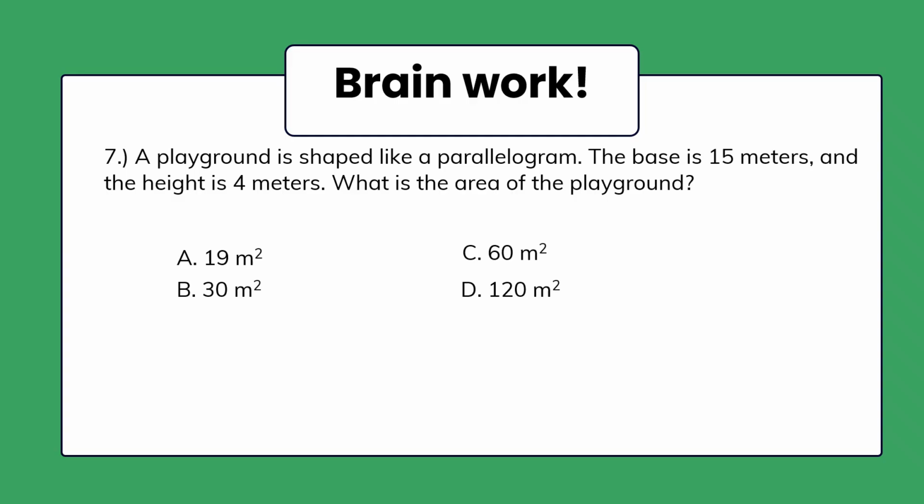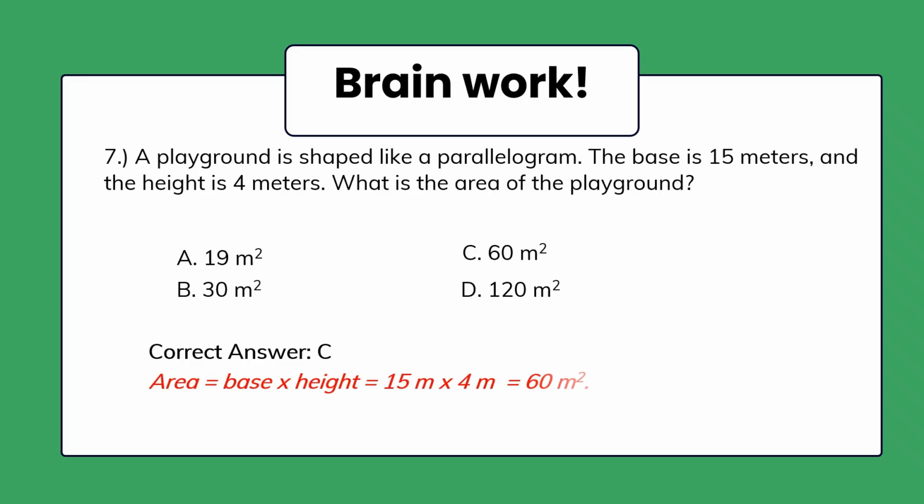Alright, the answer is equal to letter C, 60 square meters. How do we get 60 square meters? Alright, by just multiplying 15 meters times 4 meters and we get 60 square meters.